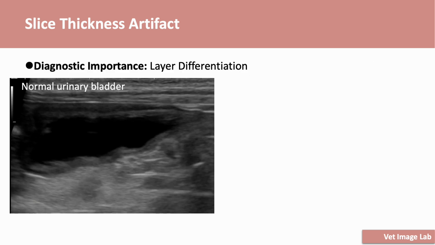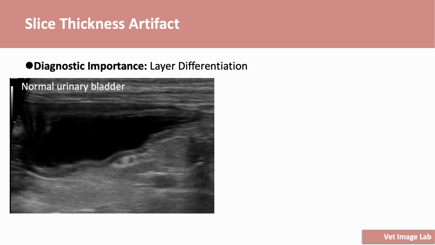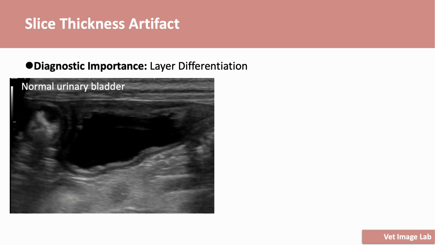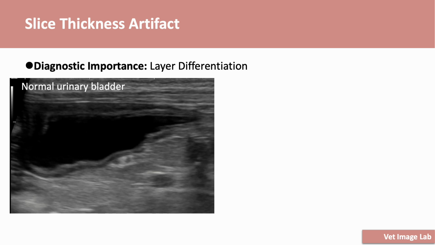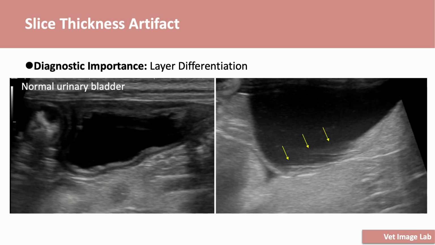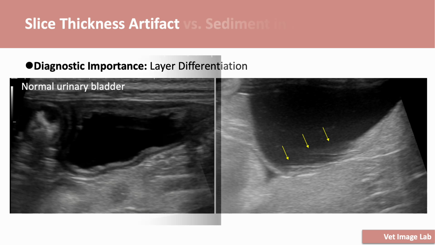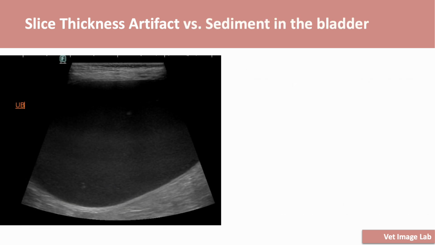A common example of this artifact occurs when imaging fluid-filled structures such as the gallbladder, urinary bladder, or cysts. Instead of appearing completely anechoic, these structures may show faint internal echoes due to the contribution of signals from surrounding tissues within the beam thickness. Recognizing slice thickness artifact is important because it can be mistaken for sediment, sludge, or pathology within a cystic lesion.